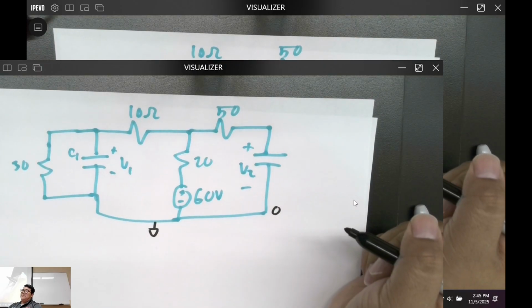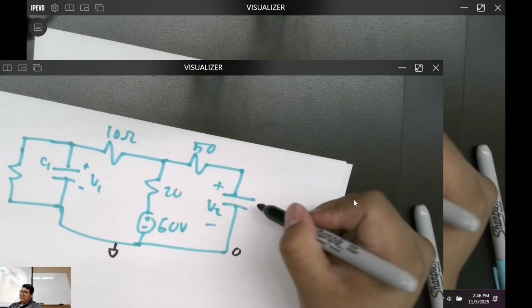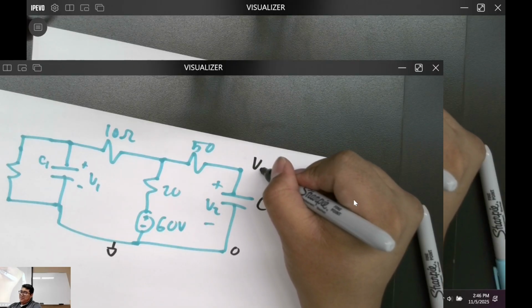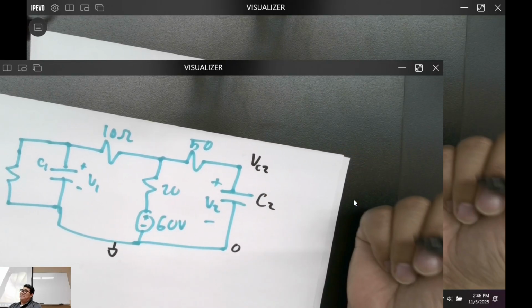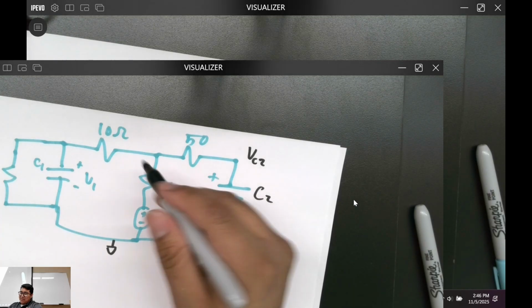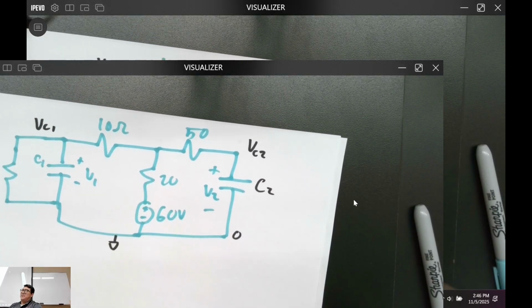This is 0 volts. What's the voltage over here? If this is C2, I'm calling this one VC2. Is that good with everybody? I'm just labeling some stuff. So let's see. And then right here, we can just call this one VC1. Is that good with everybody?